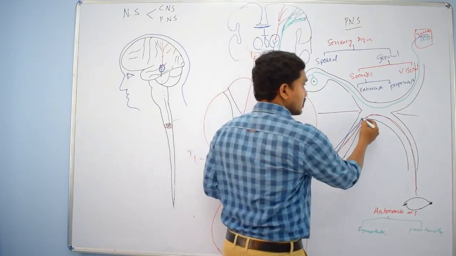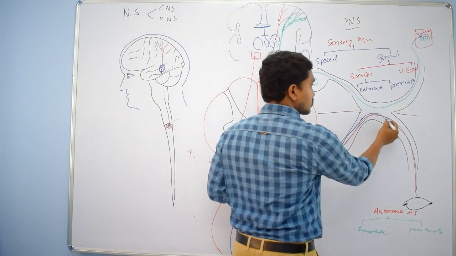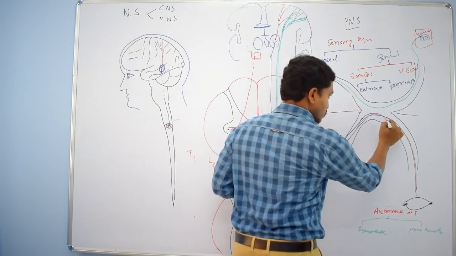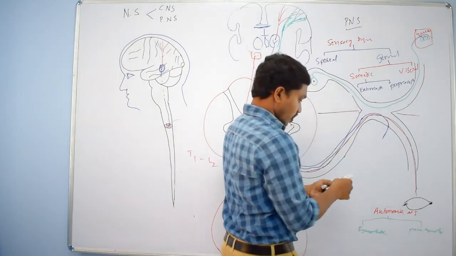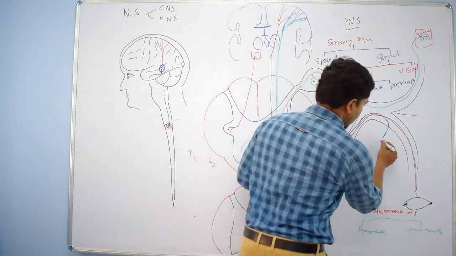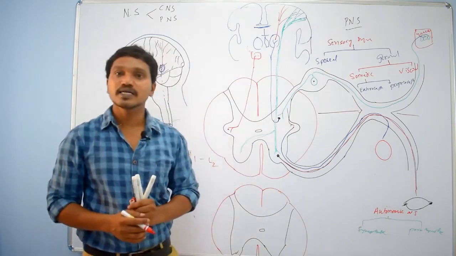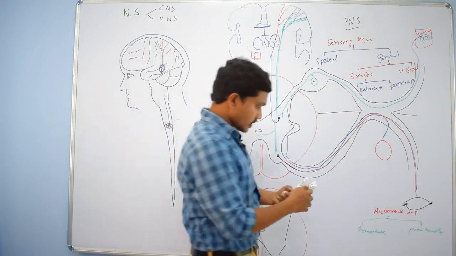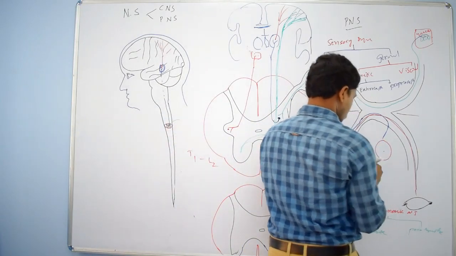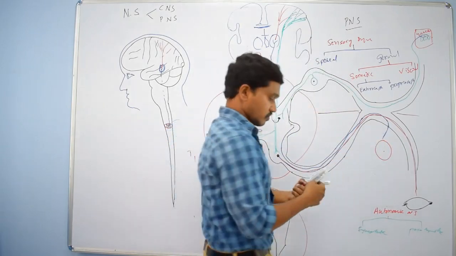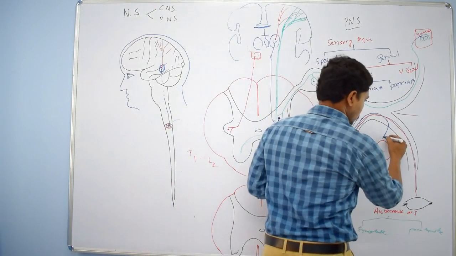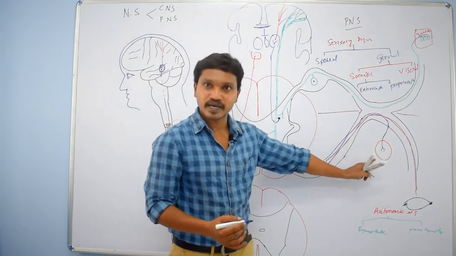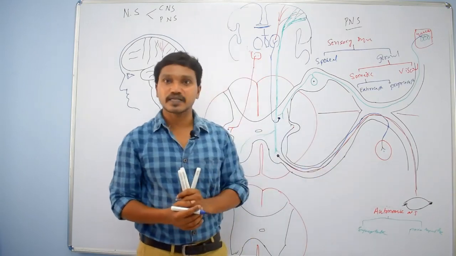Then they come out. They come out from the spinal nerve. Here you can find a ganglion. This ganglion we call sympathetic ganglion. In the sympathetic ganglia, neurons will be there. So these sympathetic ganglionic cells, which are present over here, take this information. The preganglionic fibers terminate within the sympathetic ganglion.